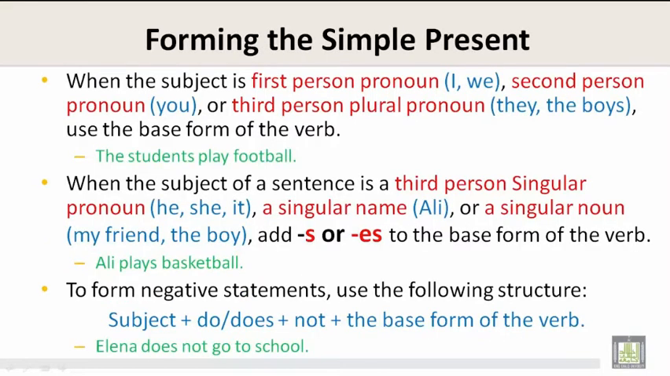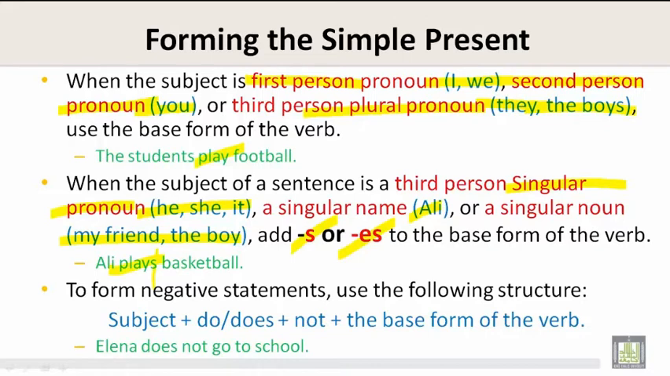Forming the simple present. When the subject is the first person pronoun I, we, second person pronoun you, or third person plural pronoun they, the boys, use the base form of the verb. For example, the students play football. When the subject of a sentence is a third person singular pronoun he, she, or it, a singular name, Ali, or a singular noun, my friend, the boy, add s or es to the base form of the verb. For example, Ali plays basketball.